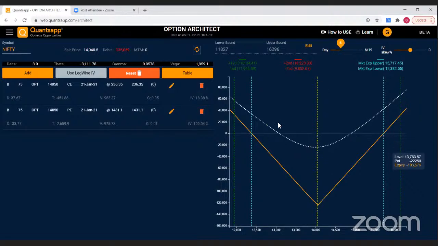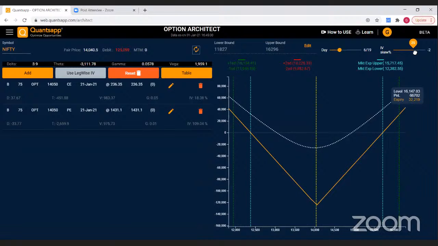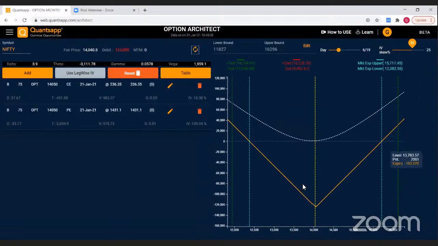So if I say on the sixth day, suppose now I'm holding this strategy on the sixth day, I'm looking at the payoff. Now at this point, if I say that volatility spiked 25%, now you can see the marginal increase that came in your payoff. The payoff which was on the negative side because of the increase in the volatility, both for the call we have taken and the put we have taken.